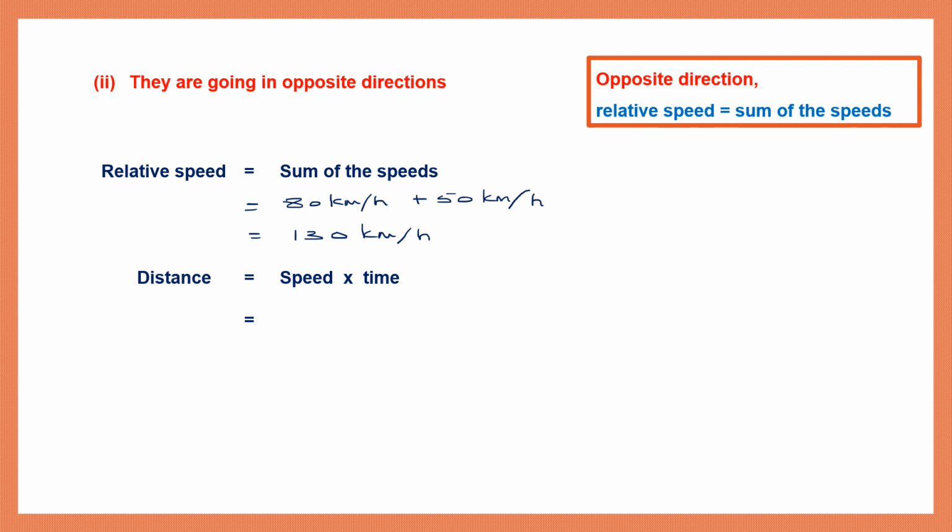Now we can find the distance. Distance is speed into time, and speed is 130 kilometers per hour and time is 3 hours. Again, they are the same unit, so there's nothing to worry. We just have to multiply 130 into 3. So multiply 13 into 3. 13 threes are 39. Now add the 0. So 390 kilometers. This is the distance between the two cars when they are going in the opposite direction. So the answer here is 390 kilometers.